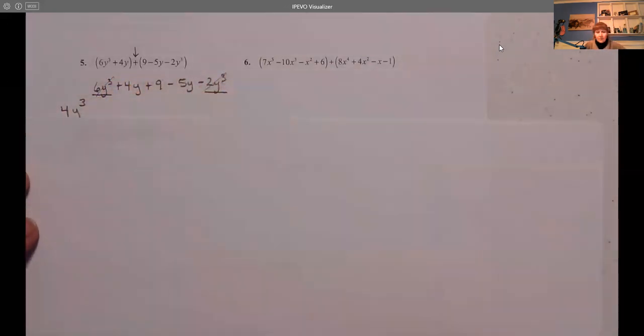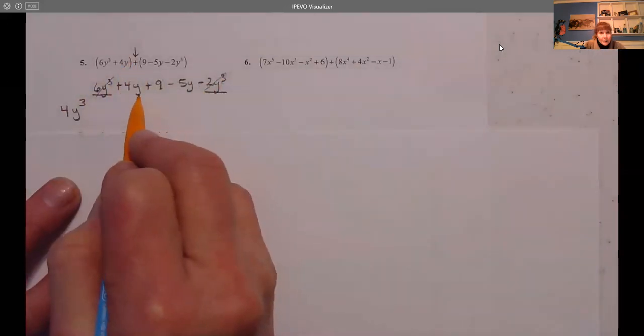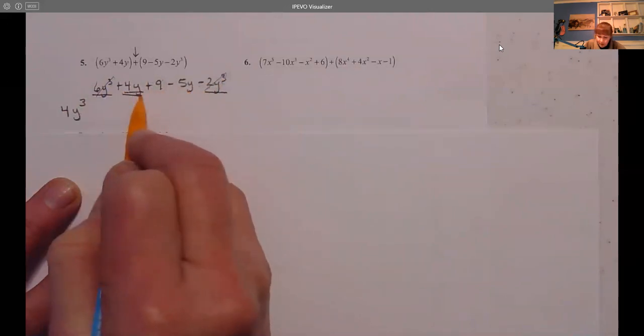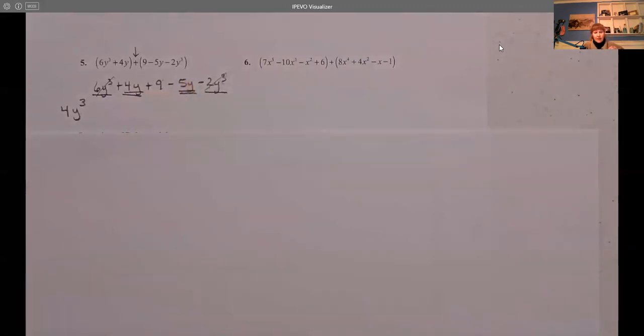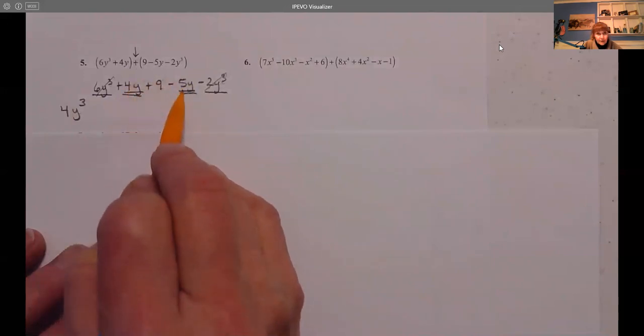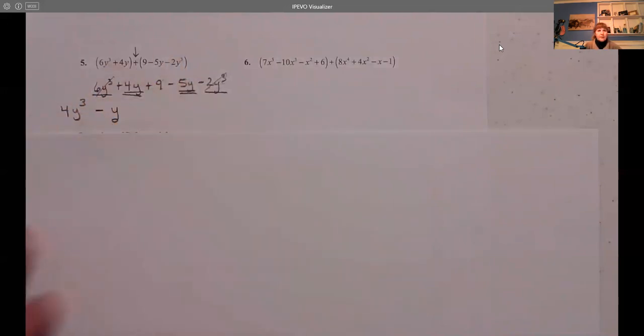Sometimes it's nice to mark them off so that you know you have used those. The next looks like we have a 4y. I don't have a y squared, so we'll just do the 4y and a -5y. These two are like terms because you have the same variable with the same exponent of 1. We'll add the coefficients in front. 4 plus a -5 is a -1y. I'm not going to write the 1. So that takes care of those two like terms.